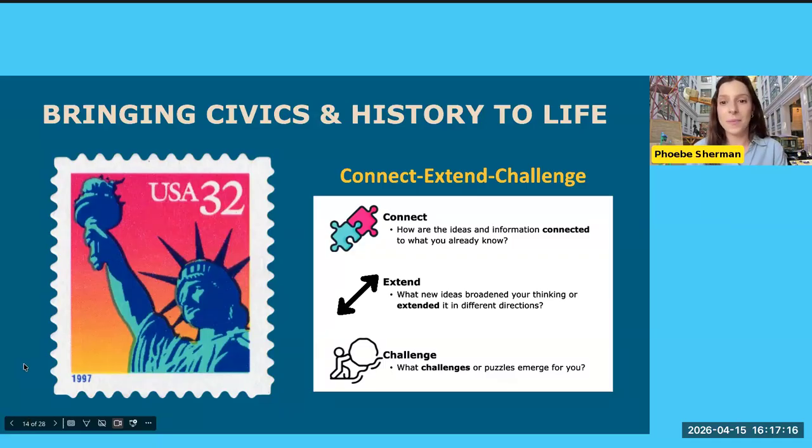I love this stamp because it is such a colorful and unique way to depict something that has become synonymous with civic symbols and national identity, and that's the Statue of Liberty. So Philippa, would you mind just going to the next slide?